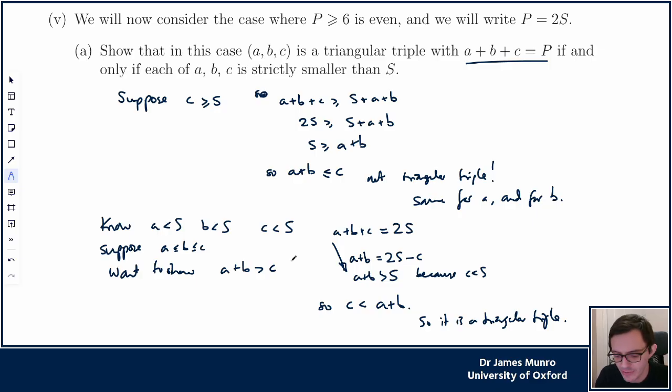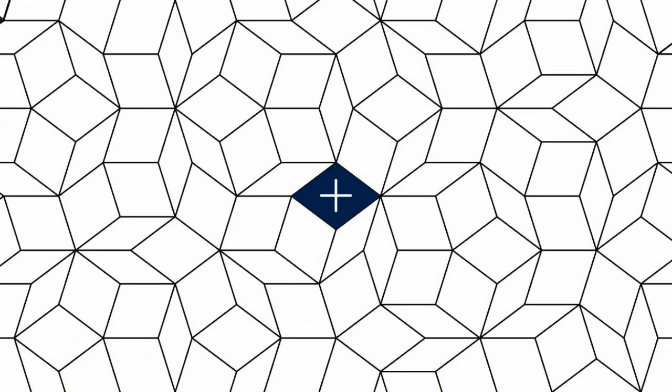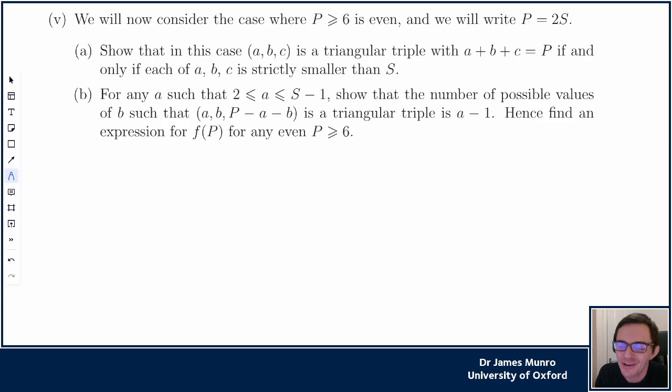So now, to understand how many of these there are, we just need to understand how many ways there are to have A less than S, B less than S, C less than S, but all of them adding up to 2S. And that's the next part of the question. 5 part B, we're looking for the number of possible values of B such that this is a triangular triple ABC, but for C we've replaced that value C with P minus A minus B, which is another expression because we know that the perimeter has to be A plus B plus C. The number of possible values of B such that that's a triangular triple.